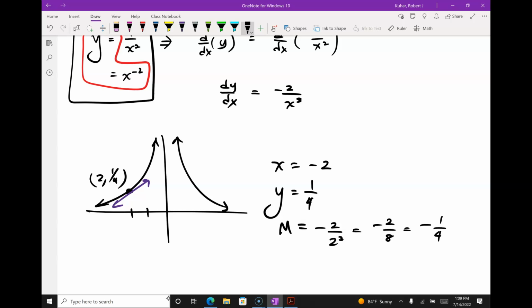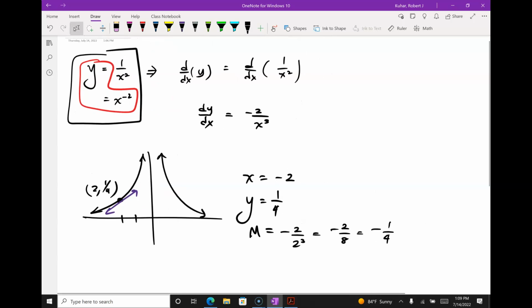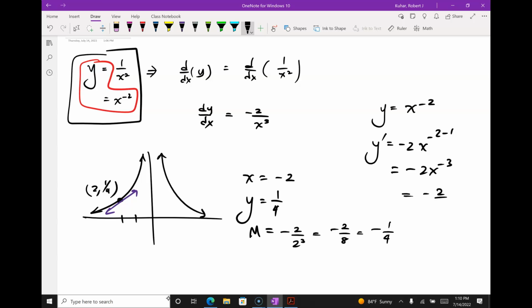Okay, so where are you lost? Derivative of x to the negative 2 is equal to negative 2x? No, you have to reduce your exponent. Negative 2 minus 1. So bring down the negative 2 and then subtract 1 from your exponent. So I get negative 2x to the negative 3, which is negative 2 over x cubed.